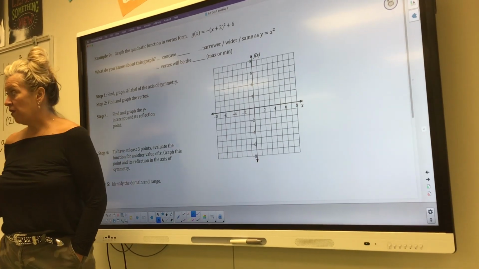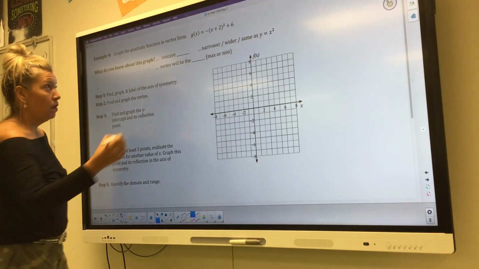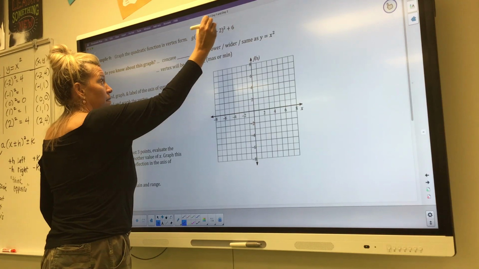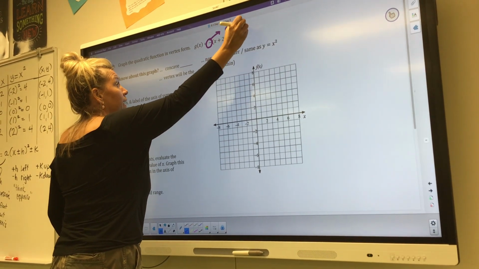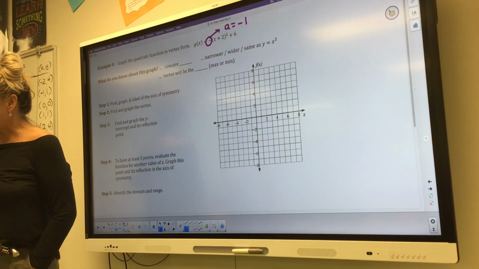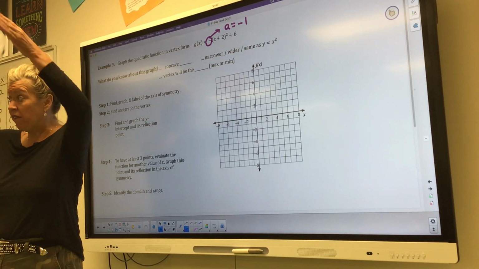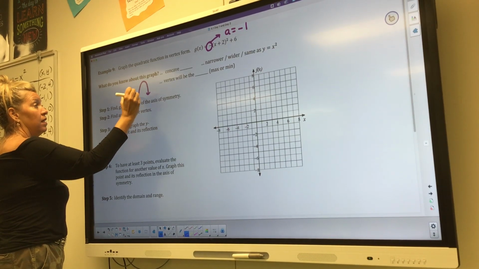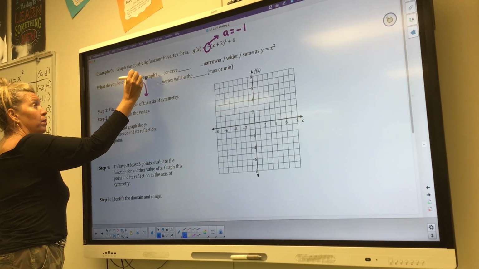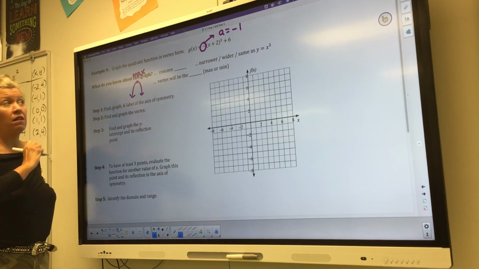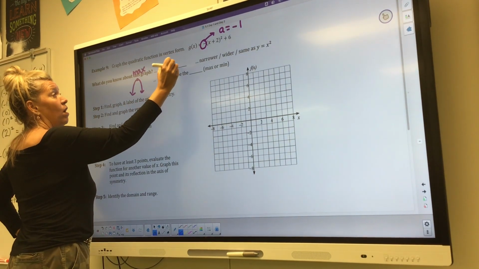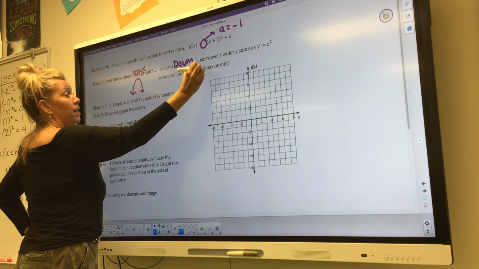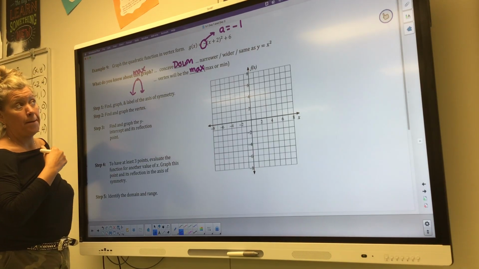Here's another quadratic function in vertex form. We first identify the a. This time the a is -1. So a negative is going to reflect it. It's going to flip it down. It's going to look like this, and it's going to have a maximum right up here. So we call this concave down, and the vertex will be the highest point, the maximum.